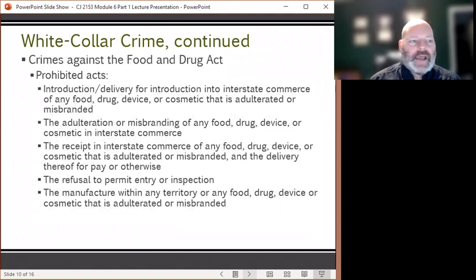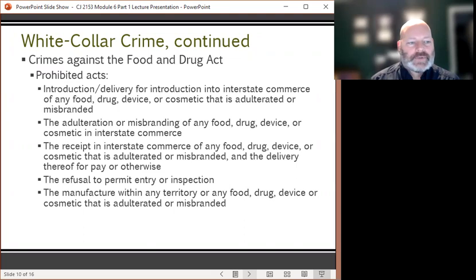Crimes against the Food and Drug Act, there are certain prohibited acts within these crimes. The introduction or delivery into interstate commerce of any type of food, drug, device, or cosmetic that's adulterated or misbranded. The adulteration or misbranding of any food, drug, device, or cosmetic within interstate commerce. The receipt in interstate commerce of any food, drug, device, or cosmetic that's adulterated or misbranded, and the delivery thereof for pay or otherwise.